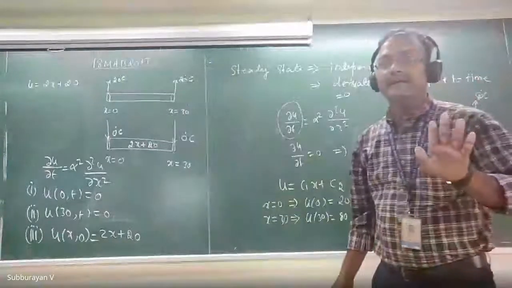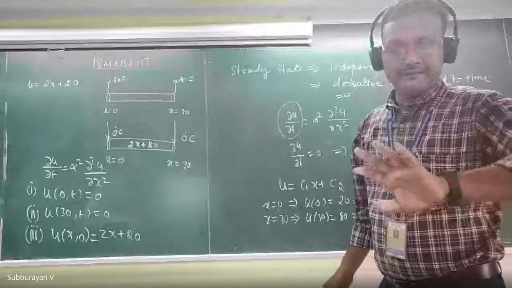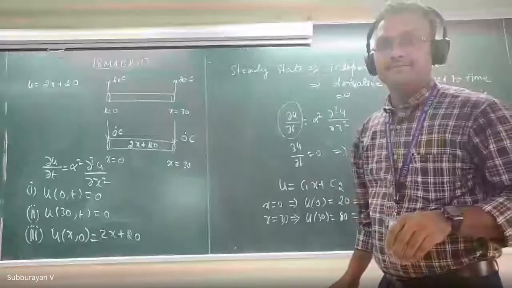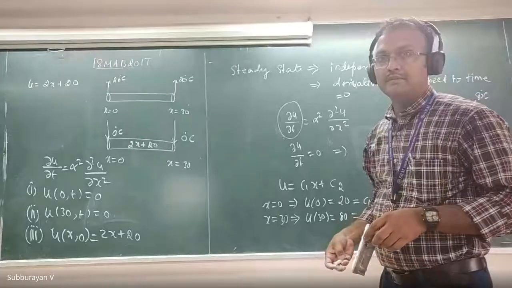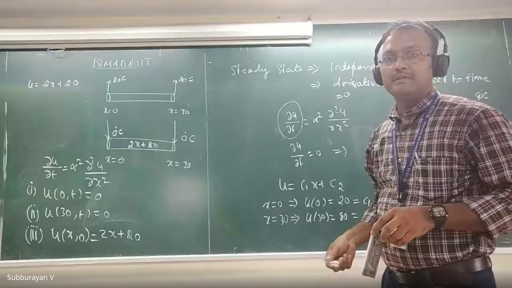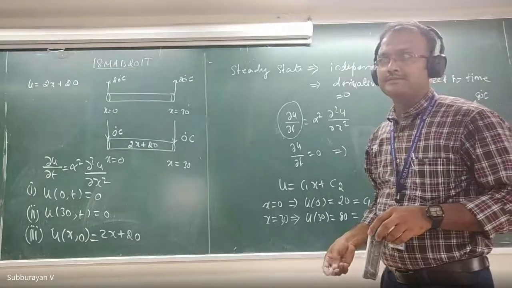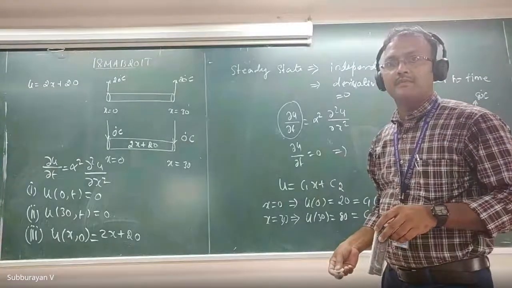Is it clear so far, guys? Is there any doubt, students? Sir, I was unable to hear how the first two conditions came. U of 0 comma t equals 0 and u of 30 comma t equals 0.